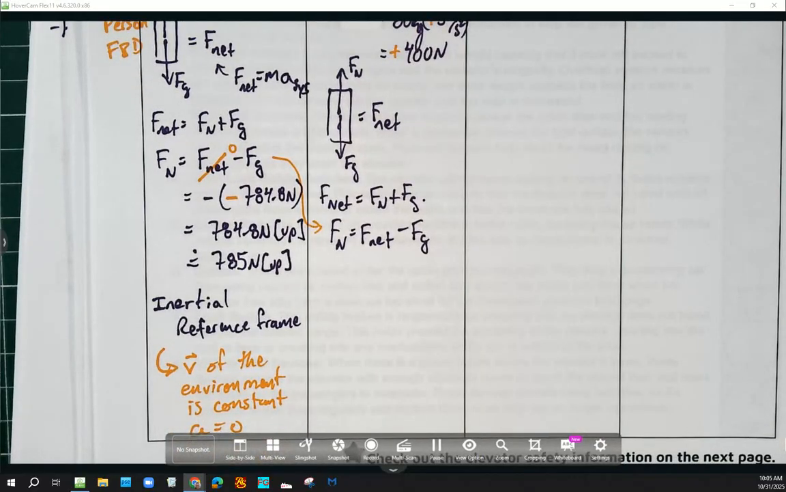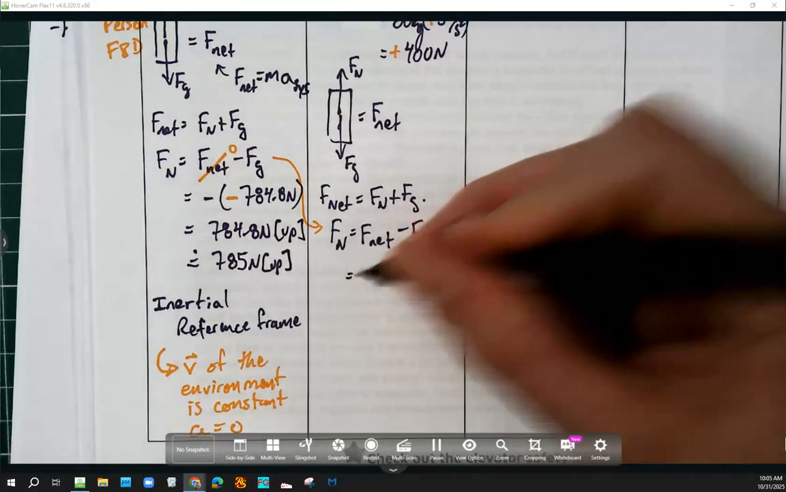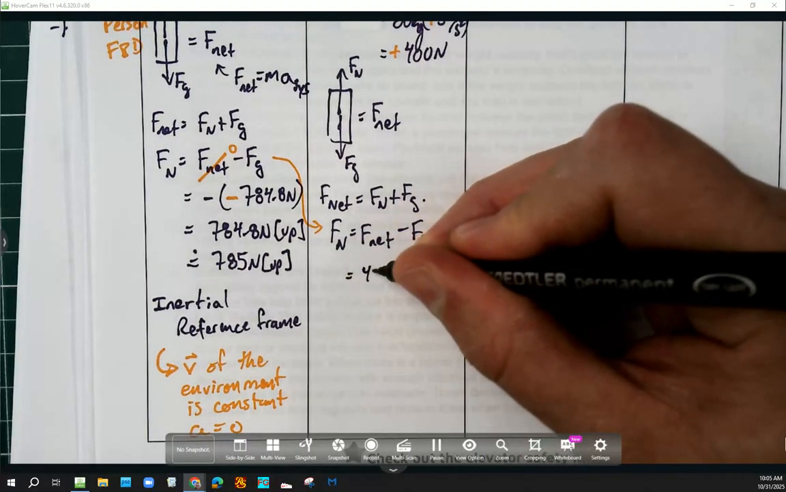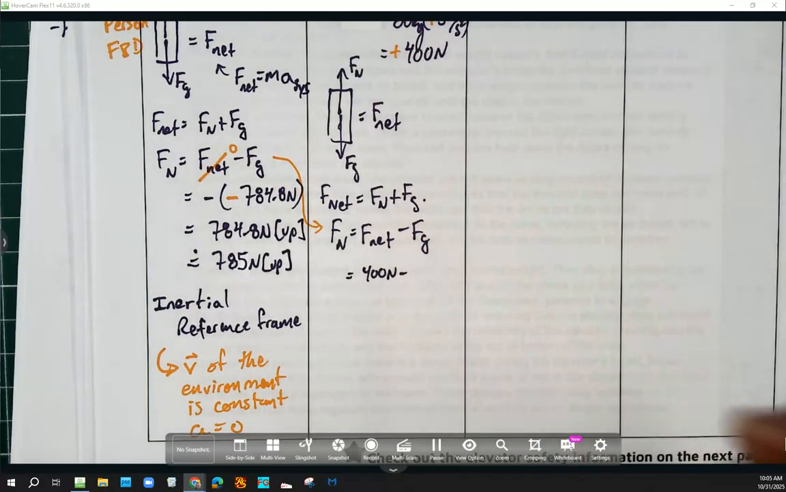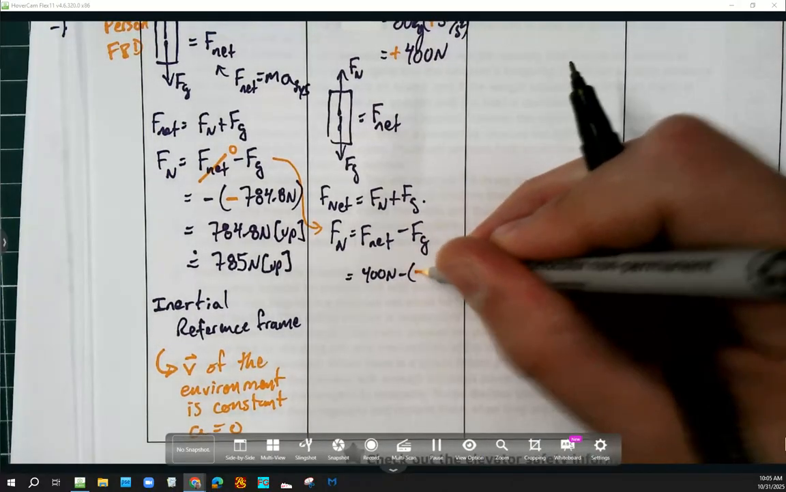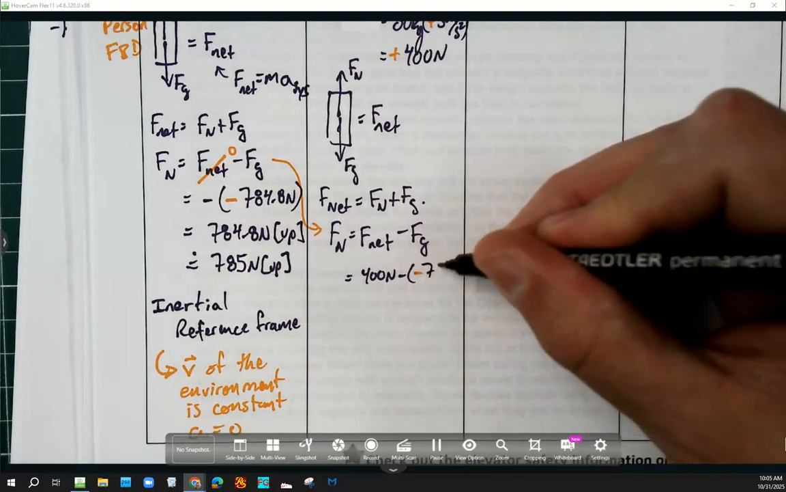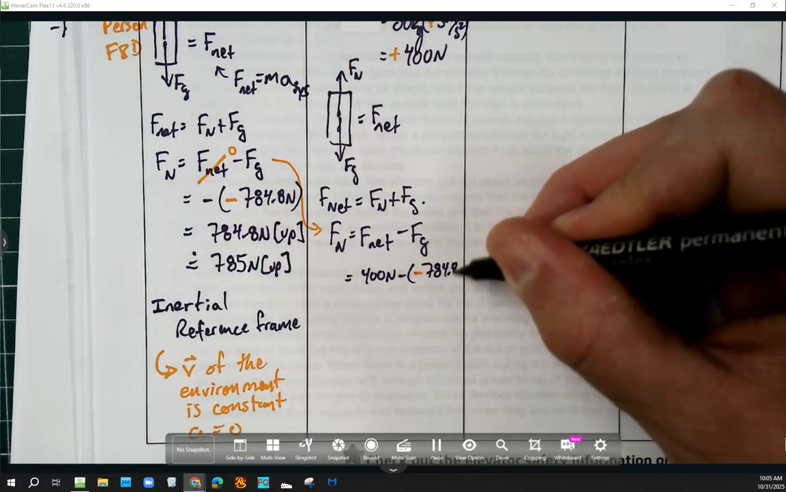F normal is equal to F net minus the large Fg. And we can sub in our values. We got an F net value. We found out that it was 400 newtons. Minus Fg. Remember that Fg is a negative value. So it's minus negative 784.8 newtons.